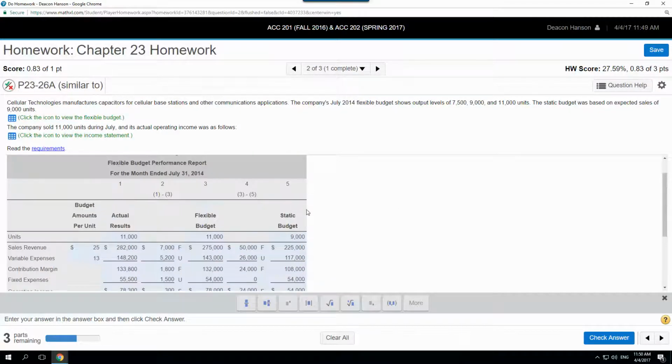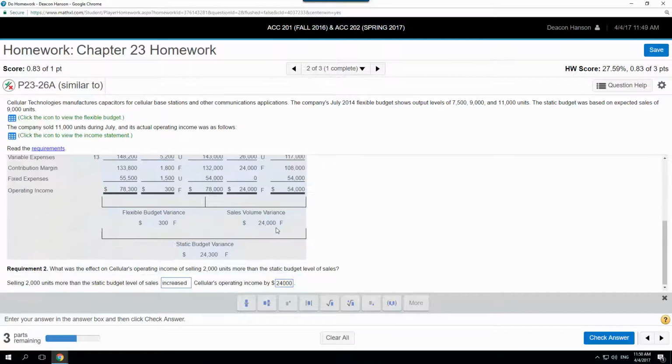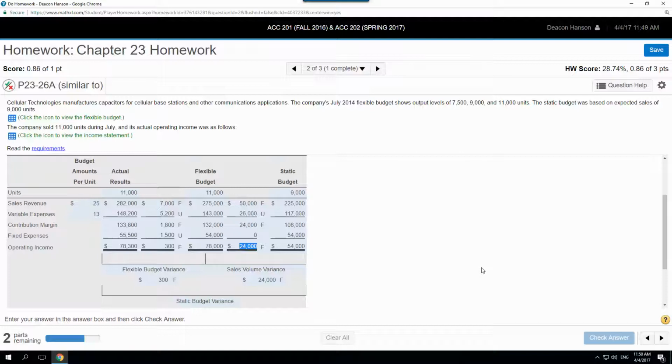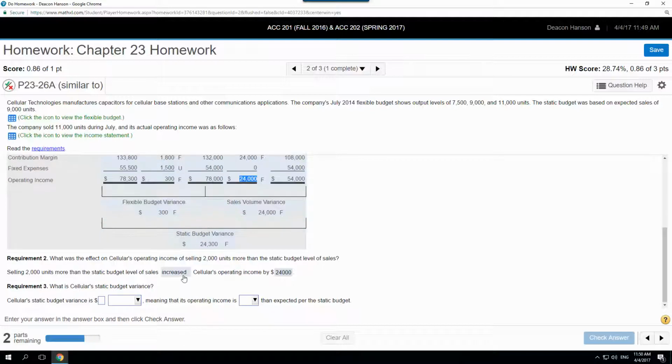Because that's isolating the effect of an increased sales volume, the difference between column 3 and 5. And we're taking the operating income figure, because that's what they're asking about. So let's see. Okay? You see how that worked? So it's basically making you think about it in words versus just a visual of the numbers.